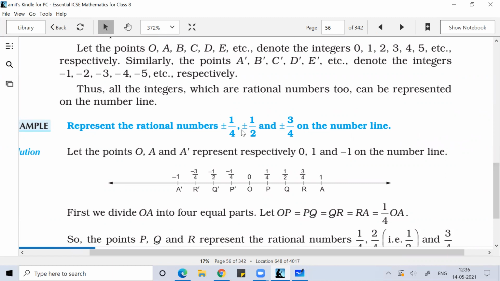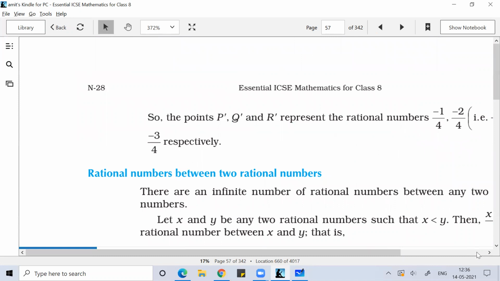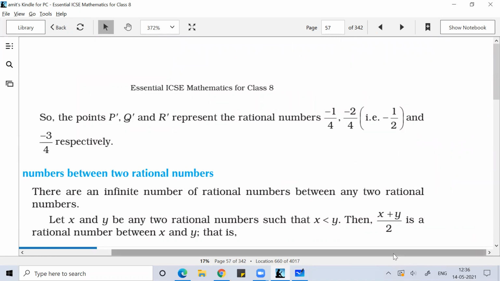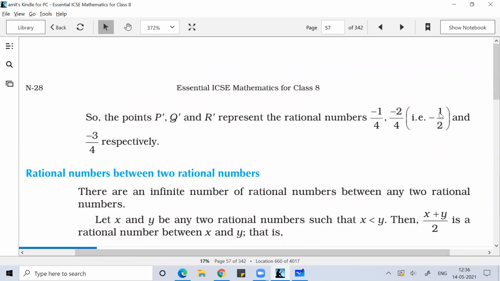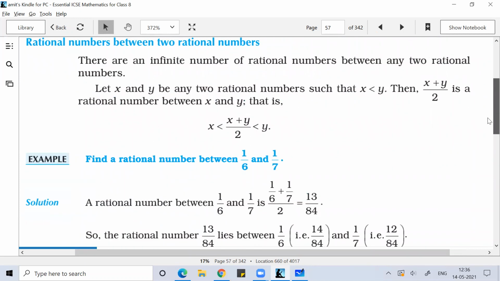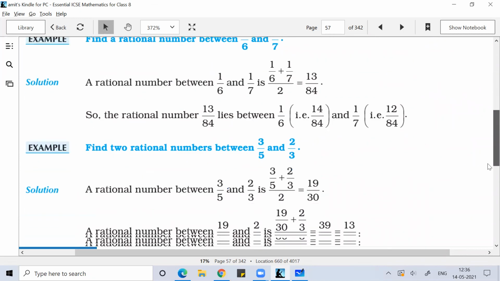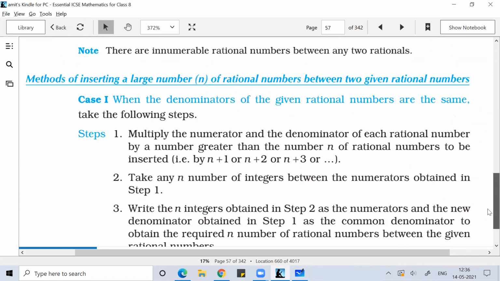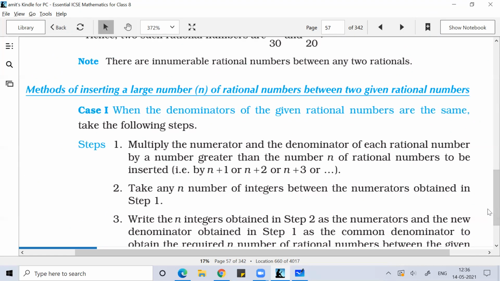Yes, these I understood. You understood? Okay. Then we did this, representing a rational number between two rational numbers. This you understood? Yes, that also I understood. That you understood: x plus y divided by 2. Now we are doing the third type.